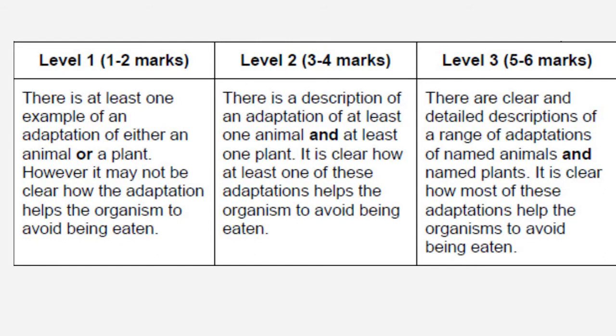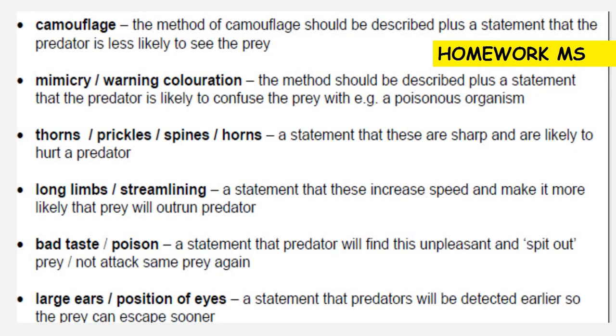Here's some guidance then on the marks that you can have. There is a clear and detailed description of the range of adaptations of named animals and plants. It is clear how most of these adaptations help the organism to avoid being eaten. So it'd be worth having a think about that if you want to have a go at that as an optional task. We're just going to pop up here some examples that you may want to use in your answer. So you can pause the video and have a look at these.